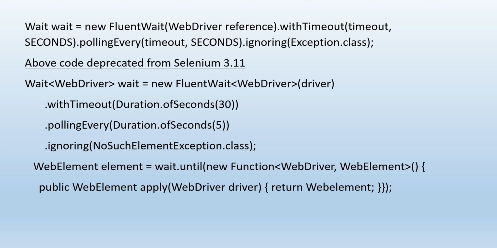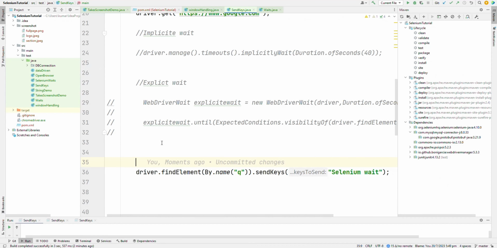If the time is 30 seconds, it will be checked every 5 seconds whether the element is available in the page or not. And if any exceptions are there, like NoSuchElementException or whatever exception, we can give that, or else Exception.class. We can give WebElement equal to wait.until. We need to search for the specific web element, then we can give which web element we need to return in the return statement. Let's see in the practical.